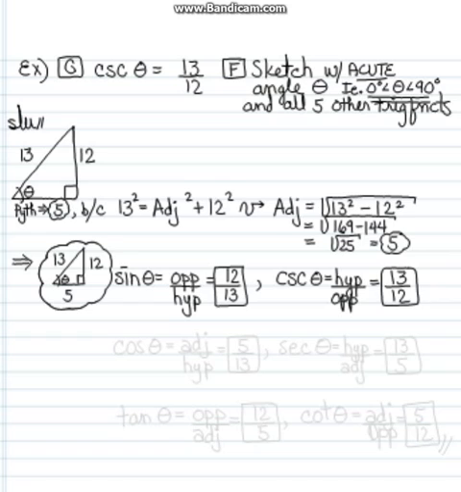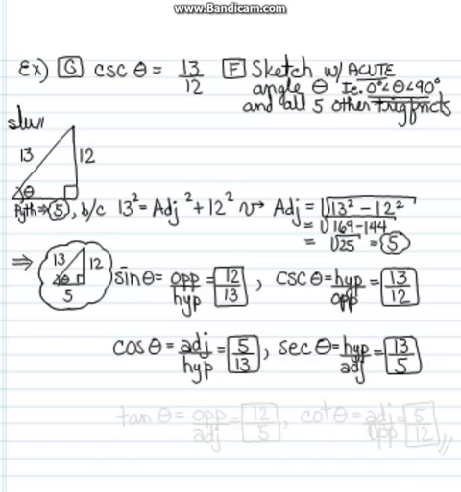The next one will be the cosine of theta. That's defined to be adjacent over hypotenuse. So from the triangle, we see that is 5 over 13. The secant of theta is the reciprocal of the cosine. It's the hypotenuse over the adjacent, so it is 13 over 5. The tangent of theta is equal to the opposite over the adjacent side. So on our triangle, that's 12 over 5.